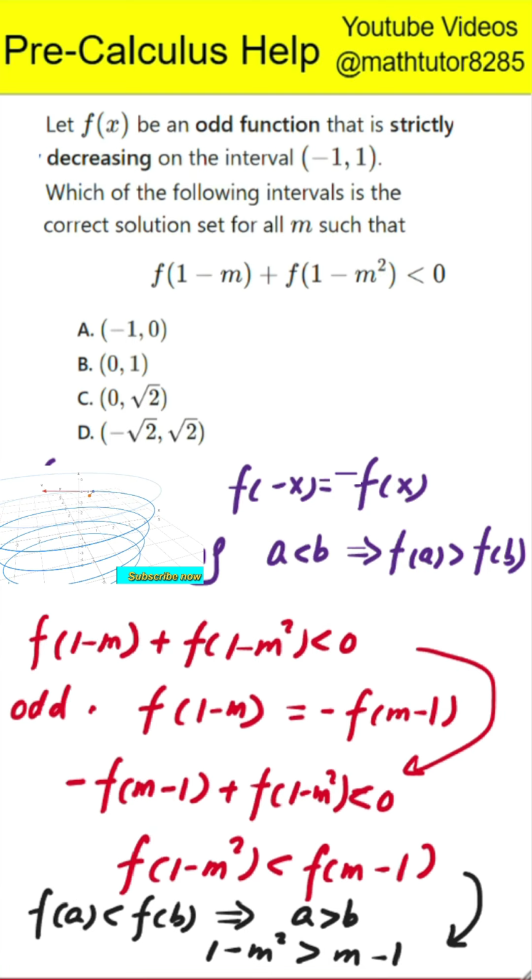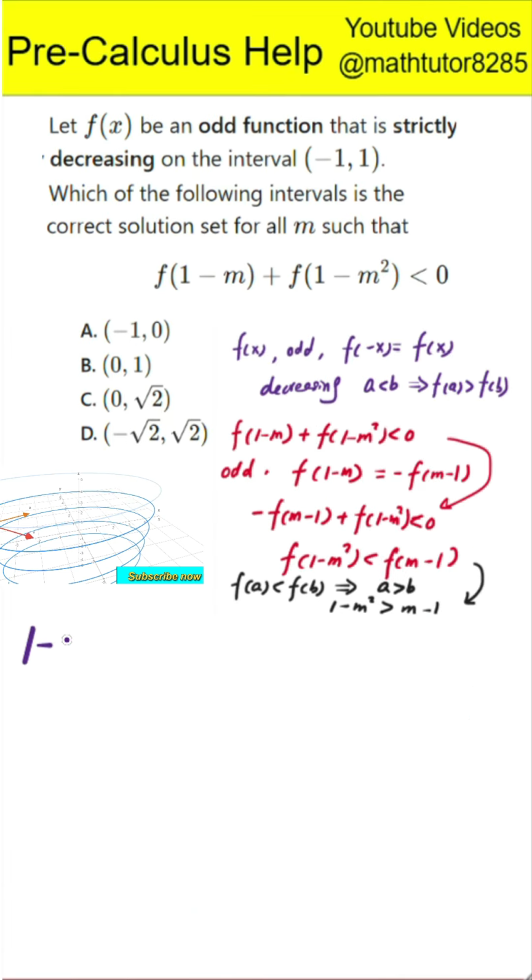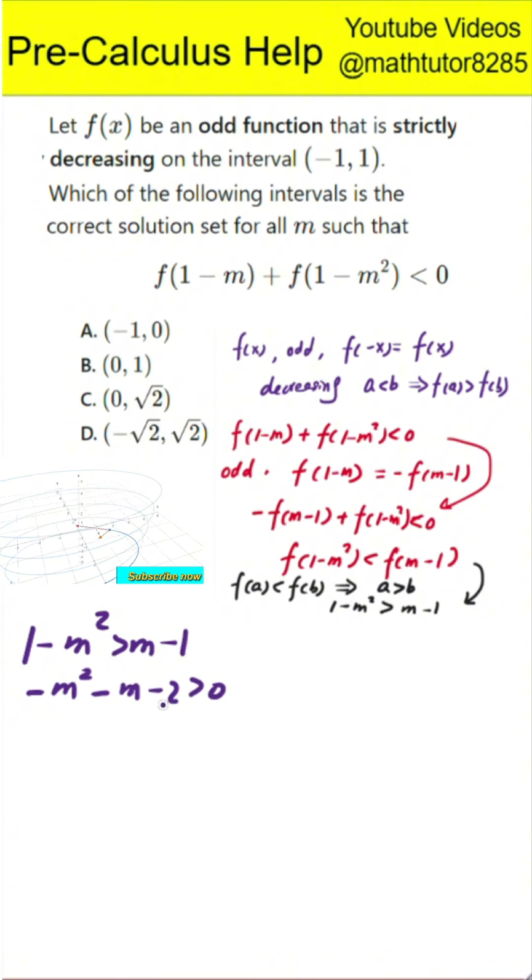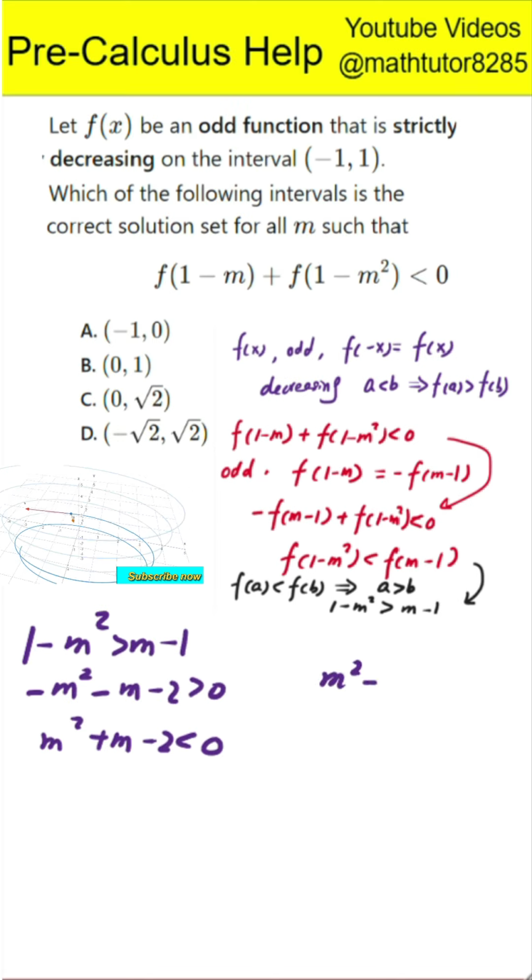After that, next step, solving the inequality. We now solve the inequality: 1 minus m squared is greater than m minus 1. Subtracting all terms to one side, this becomes negative m squared minus m plus 2 is greater than 0, which is the same as m squared plus m minus 2 is less than 0. This inequality holds when m is between -2 and +1.